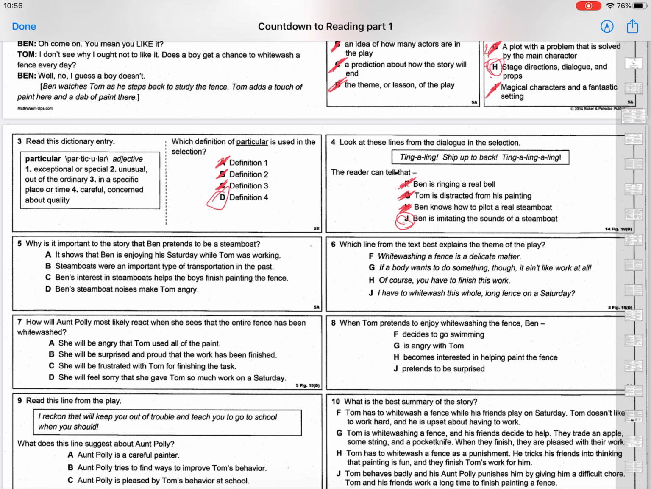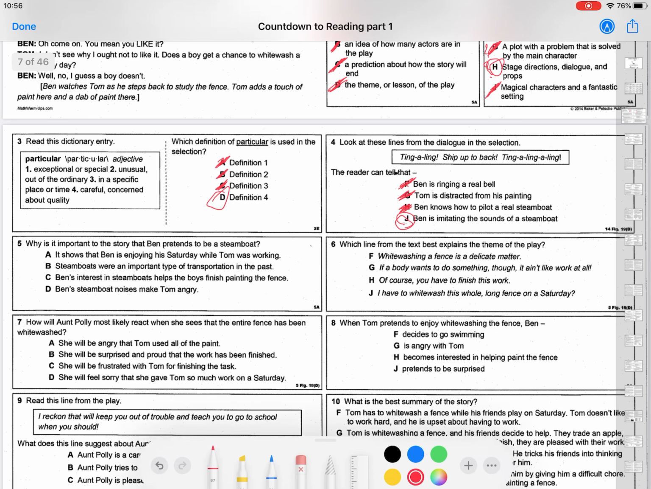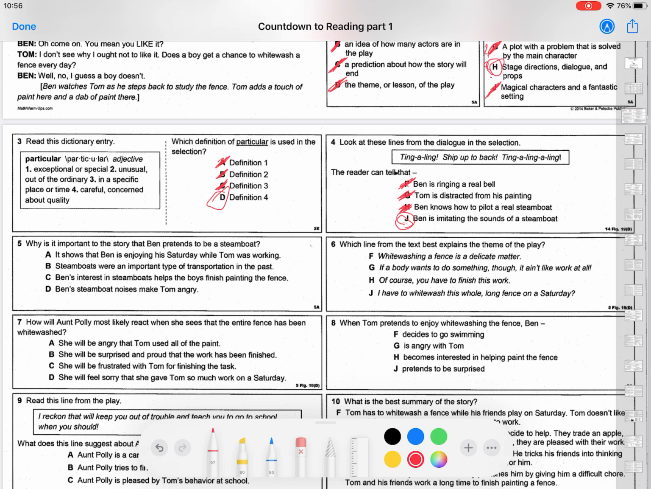Why is it important to the story that Ben pretends to be a steamboat? A, it shows that Ben has enjoyed his Saturday while Tom was working. B, steamboats were an important type of transportation in the past. C, Ben's interest in steamboats helps the boys finish the painting. D, Ben's steamboat noises make Tom angry. You can start from the bottom. We know that the story doesn't say anything about Tom being angry about the steamboat noises. So we can cross that idea out.